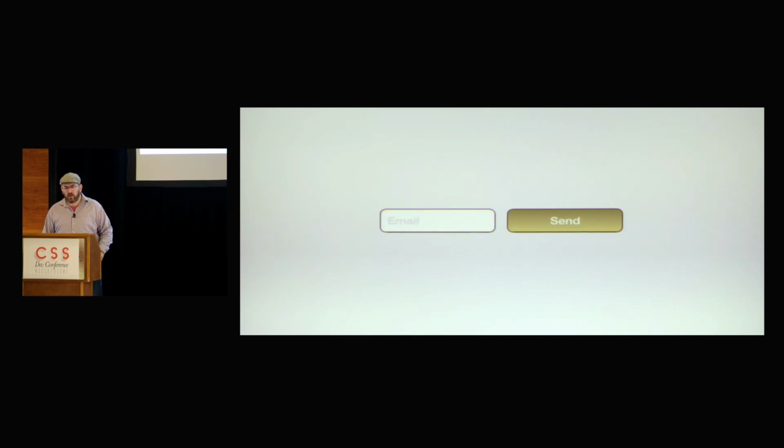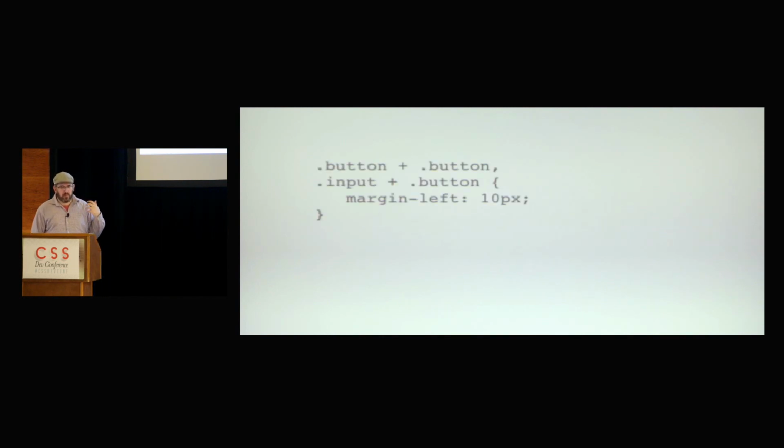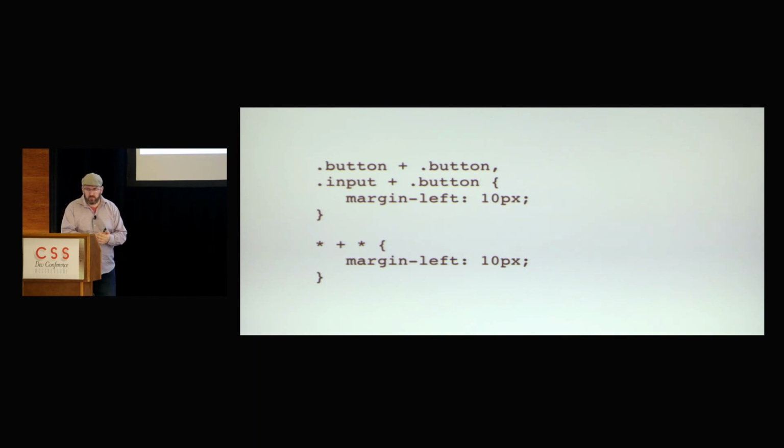But then, we have inputs next to buttons. Okay, well, how do we solve that problem? We can just double up on selectors. So we can say button plus button, and then maybe input plus button. What are all the different combinations of one module next to a module, and let me declare what that should look like. But of course, we could also use the lobotomized owl selector, as popularized by Heydon Pickering.